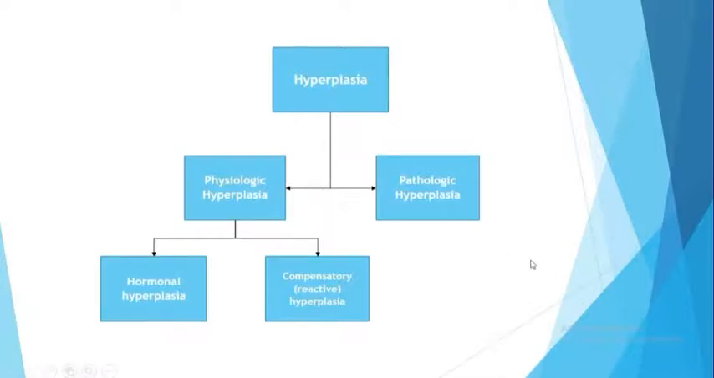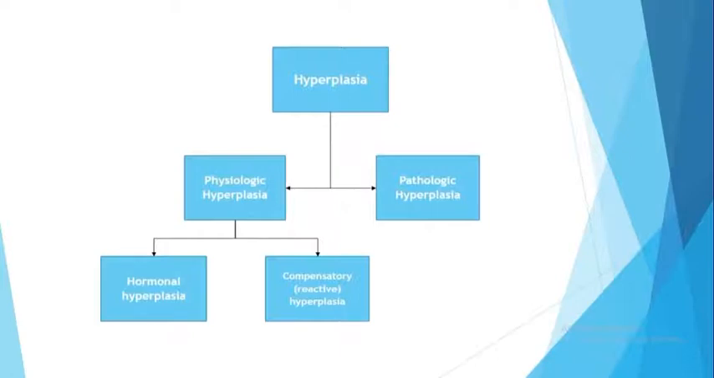Regarding pathologic hyperplasia, it is the type of hyperplasia that is usually caused by excessive hormonal stimulation or by excessive growth factor stimulation. And an example of pathologic hyperplasia is endometrial hyperplasia.